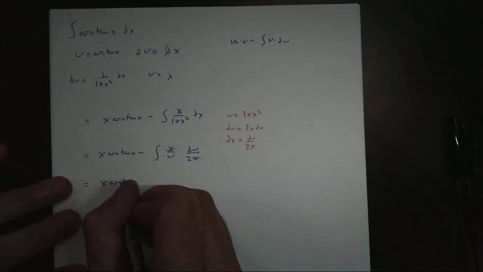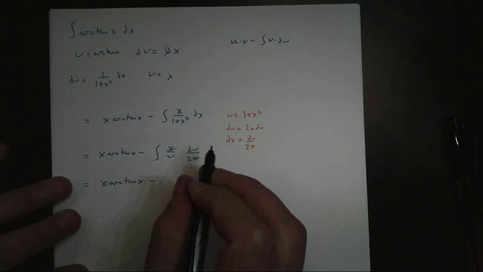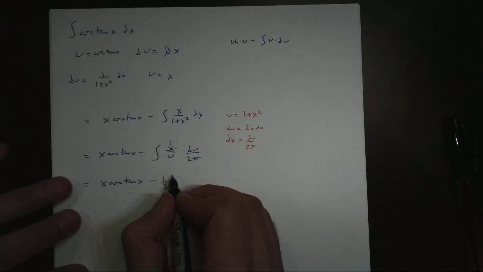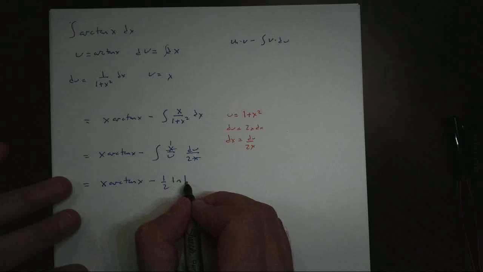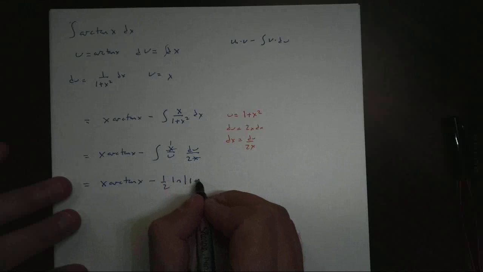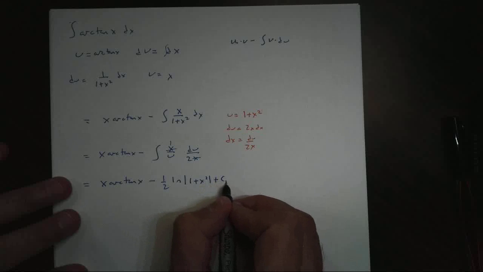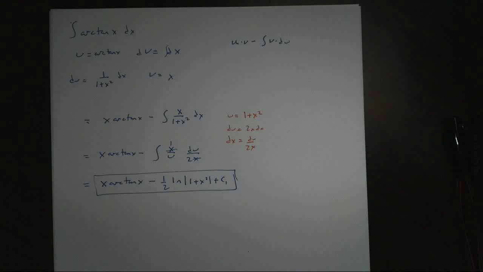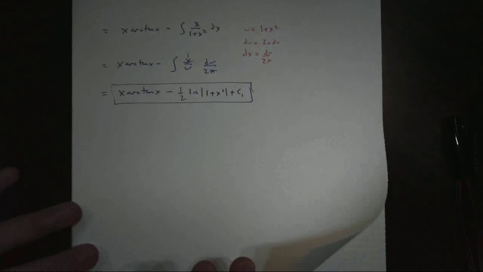Here we get x arctangent of x minus, this becomes a 1/2 factor of that, and this is 1 over u, which is a natural log of u, which is just 1 plus x squared plus c1. And there's our final answer here. So again, they just get a little bit more complicated. Matter of fact, let's take a look at a really hard one here.